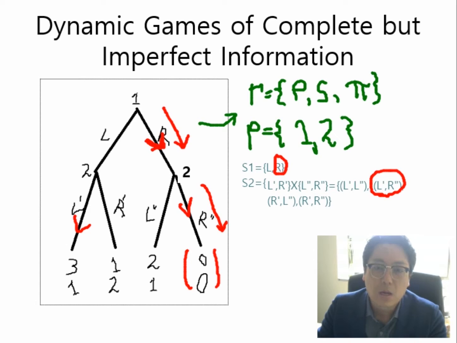Okay. Likewise, depending on all these possibilities, we can generate payoffs. So, reminding the basic form of a normal form game, we need players, strategies, and we can also generate payoffs.